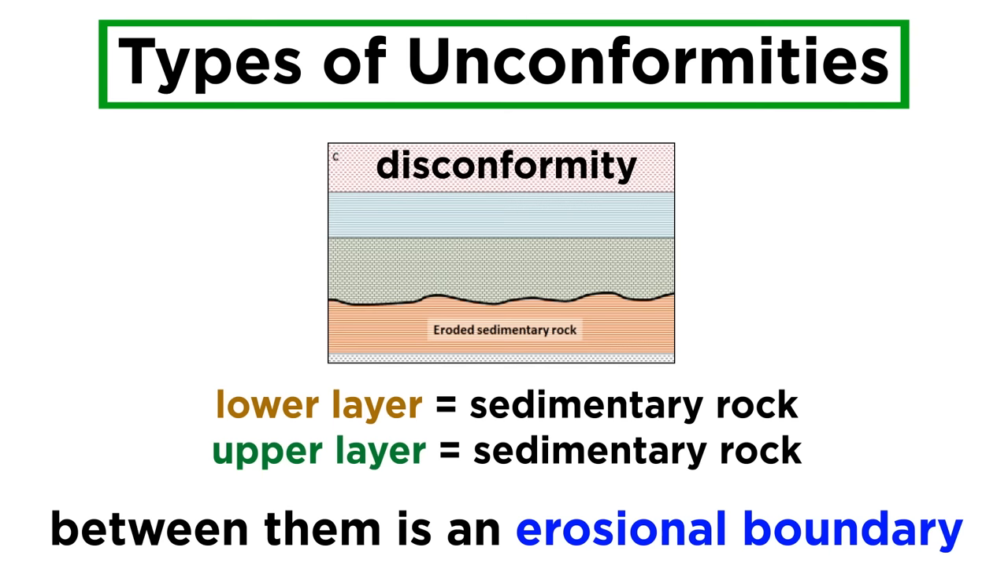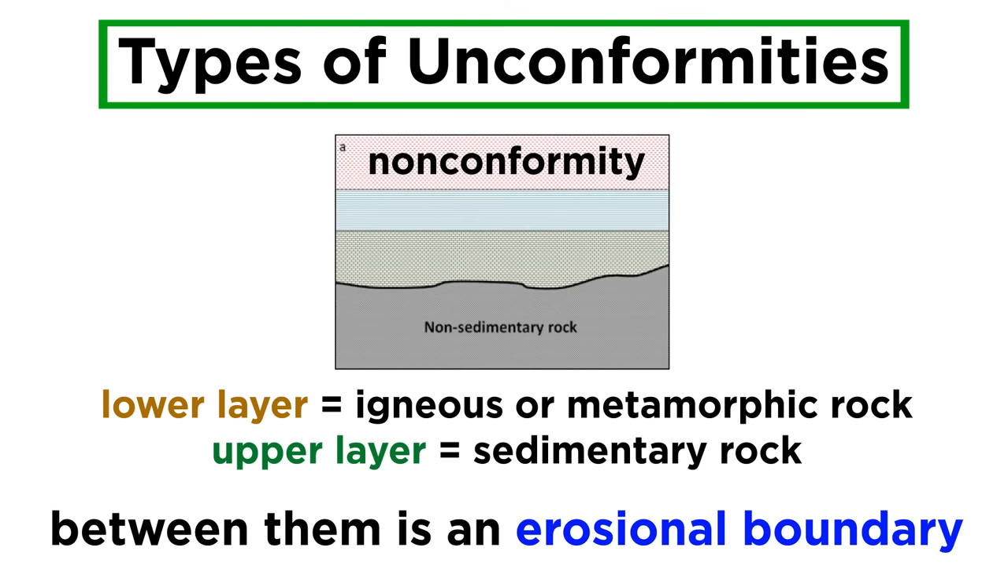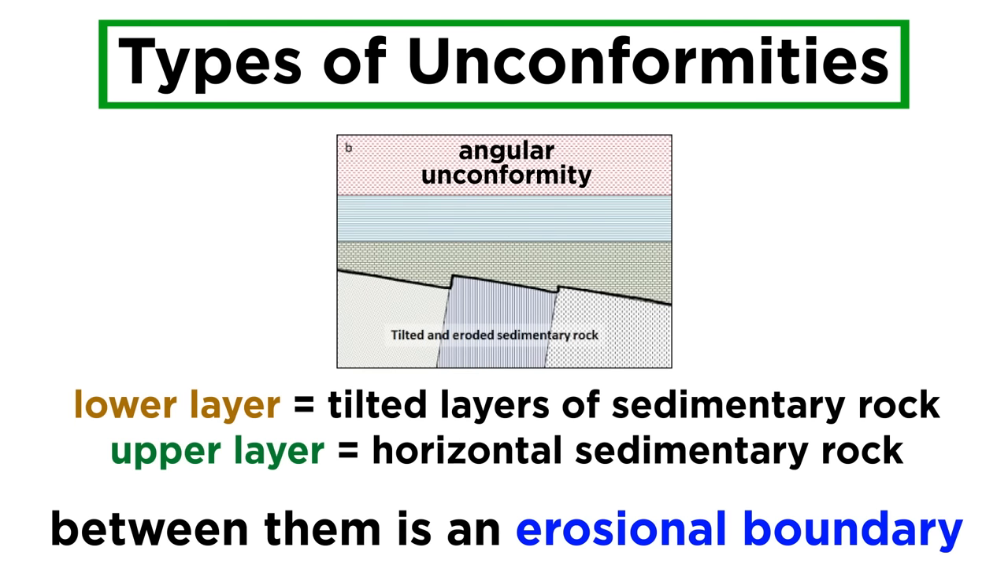A disconformity is an erosional boundary between two beds of sedimentary rock, as in the example we just discussed. A paraconformity is also a boundary between two beds of sedimentary rocks, but is not erosional and simply represents a period of non-deposition. They represent less missing time than a disconformity. A nonconformity is a boundary between an older non-sedimentary rock, like an igneous or metamorphic rock, and younger sedimentary rock layered on top. And an angular unconformity is a boundary between tectonically tilted layers of sedimentary rocks and overlying horizontal strata.